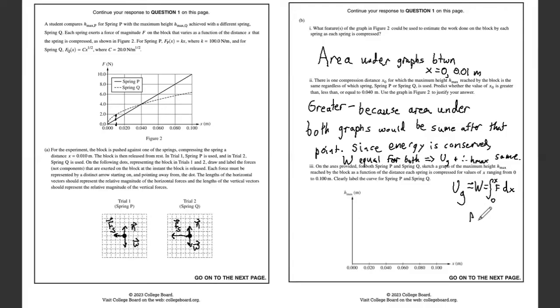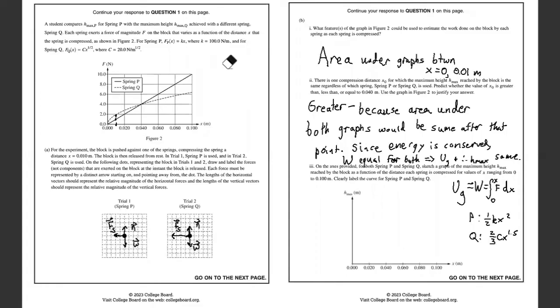So for spring P, what you should end up getting is the classic 1/2 kx squared, right? But for spring Q, if you do the integration, you'll actually get 2/3 c times x to the 1.5 power, right? And we know that x squared should rise faster after some point, and x to the 1.5 power should rise faster at first. Whoops, I apologize.